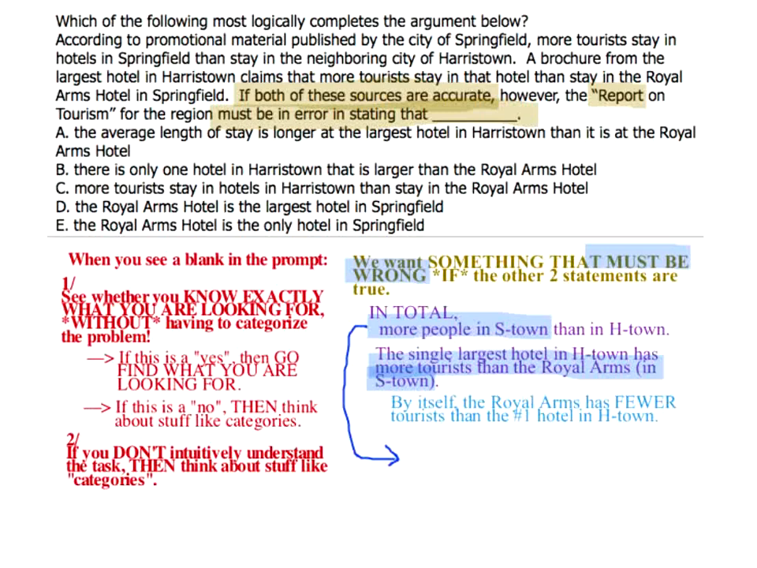So that means there have to be other places for these people to stay. So to make this other thing true, the presence of other hotels in S-Town is absolutely necessary. Because if the Royal Arms is the only game in town, then you can actually find one hotel in H-Town that literally had more people than everybody in Springfield. So that means that E is the thing that is impossible.